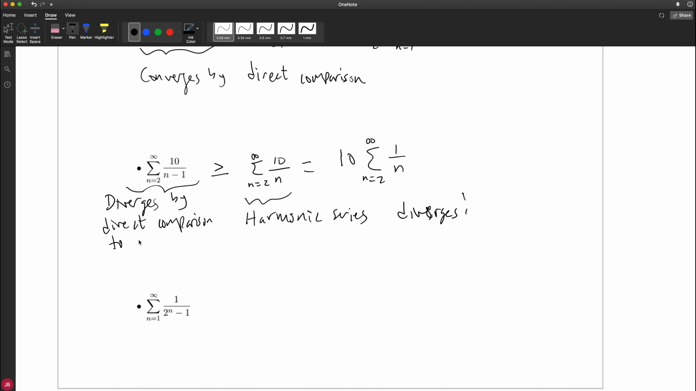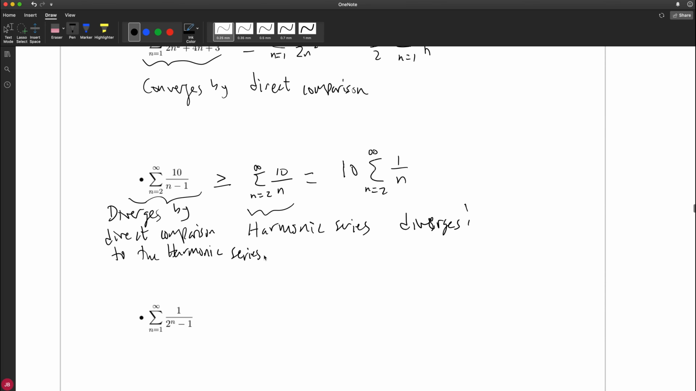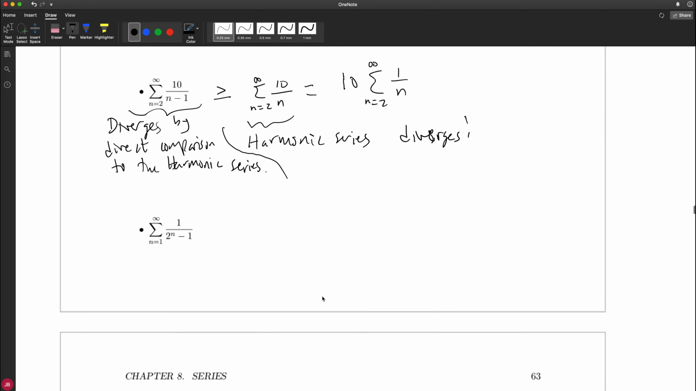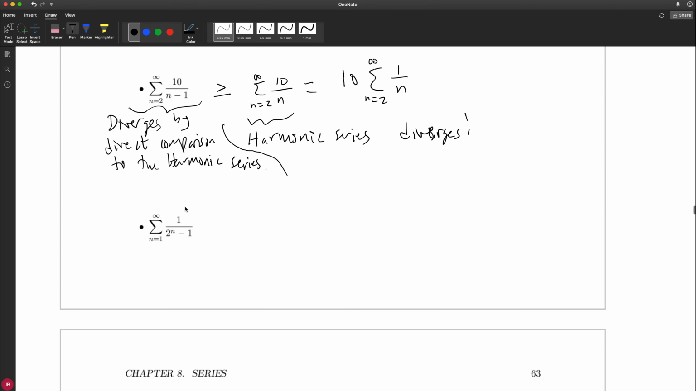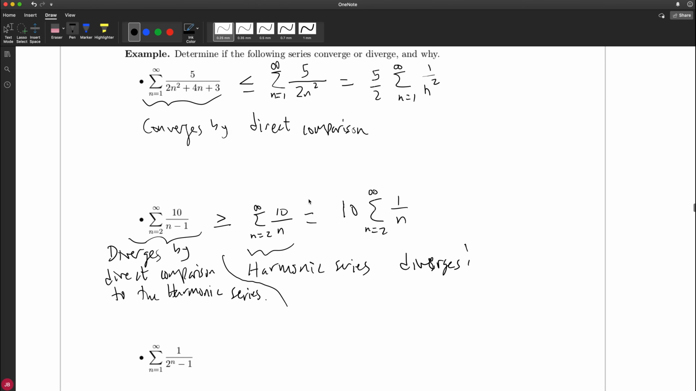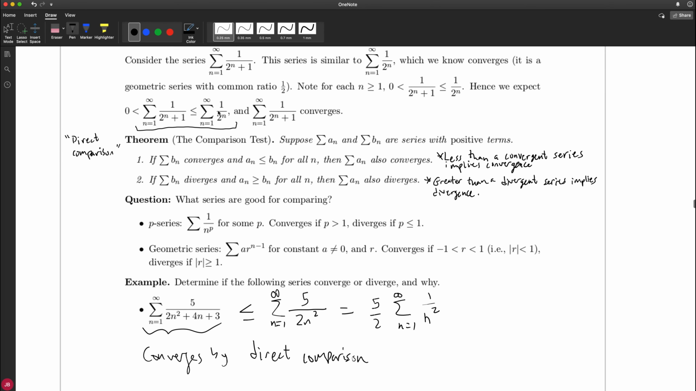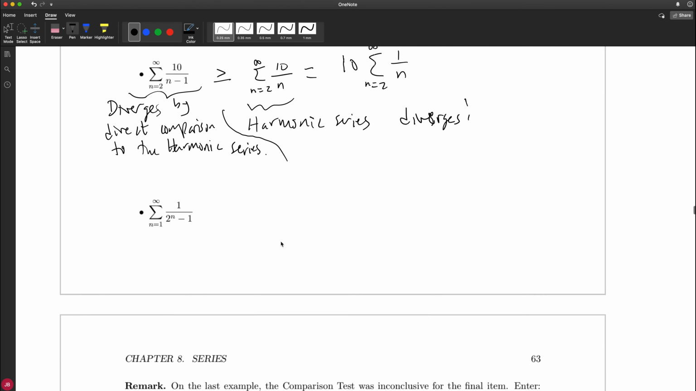To the harmonic series. But maybe you're starting to see where this strategy of direct comparison is limited. Let's look at the following example here. Notice I can kind of compare this to a geometric series, just like way up at the beginning, right? I mean, look at this one. It's pretty much the same idea.